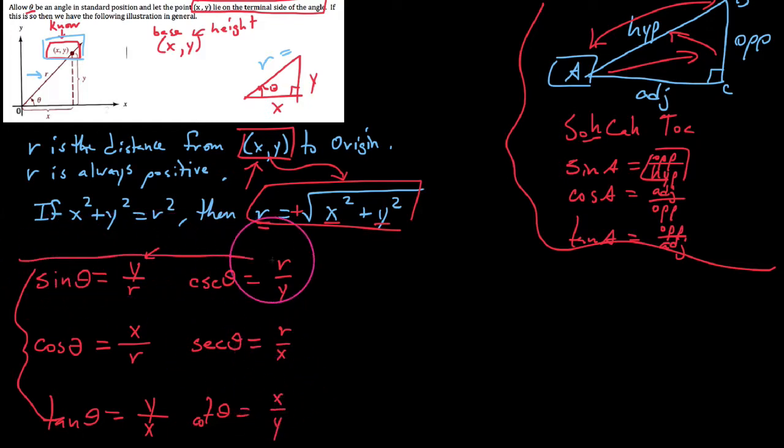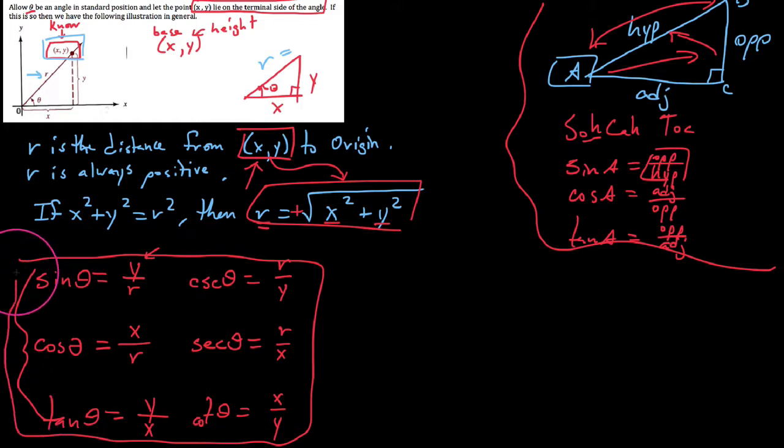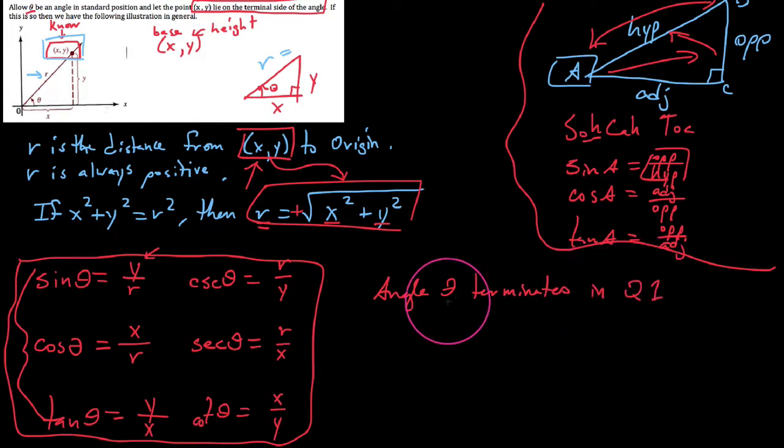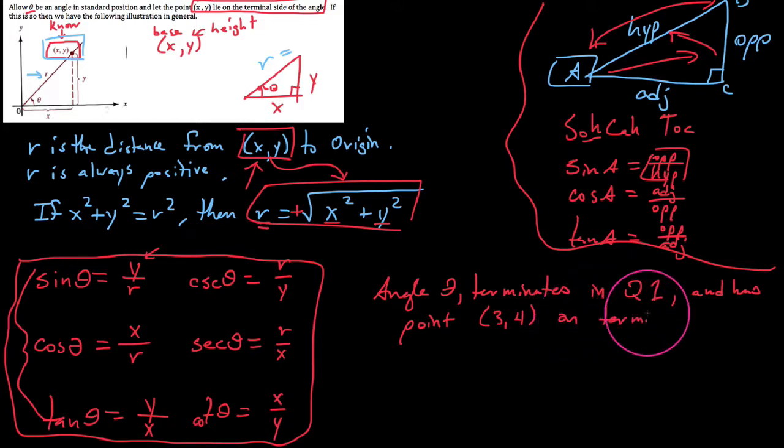But these right here, mark this aside. We say this is our new definition of the trig functions. Well, that being said, let's go ahead and say we have an angle, and we'll say this is angle theta, and it terminates in Q1. We often see that there. And we'll go ahead and give it a point, the point (3, 4) on the terminal side.